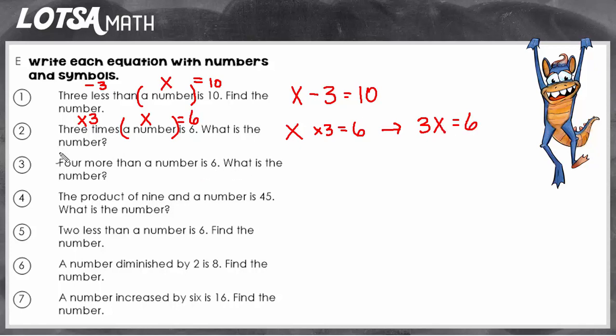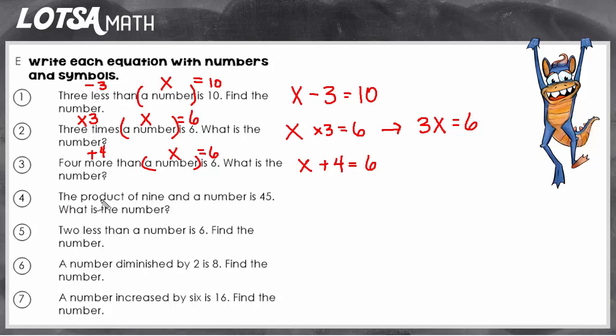Okay, so let's look at number 3. 4 more than a number is 6. So what is the number? Okay, so this is going to be our variable. And 4 more means plus 4. So 4 more than the number is 6. So our equation would be x plus 4 equals 6. 4 more than the number equals 6.